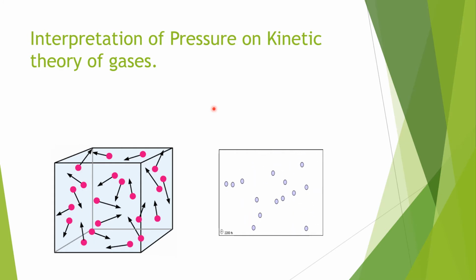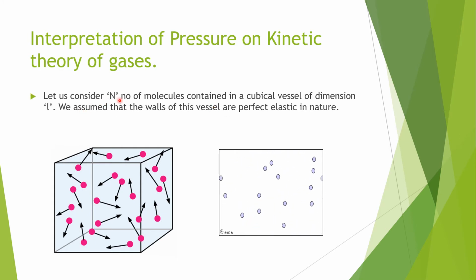So let's start by considering N number of molecules in a cubical vessel of dimension L. We assume that the walls of this vessel are perfectly elastic in nature. So you can see that this is a cube and there are molecules that are in random motion. Through this GIF, you can easily visualize that these molecules are colliding with each other and with the wall of the vessel in which they are confined.